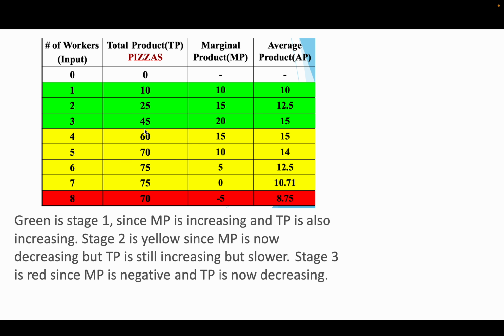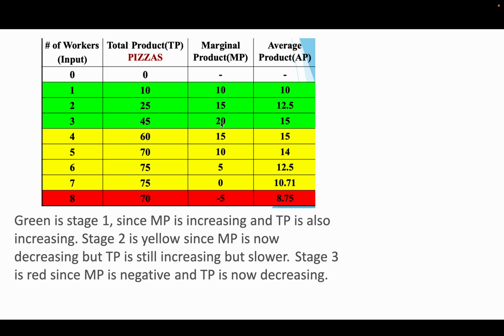And then you're going to see a lot of times that it's shown through a chart. So let's actually look at a chart. We see the total product of pizzas. 1 worker, 10; 2 workers, 25; 3 workers, 45. We see with the marginal product 10, 15, 20. The difference between them: 25 minus 10 is 15.